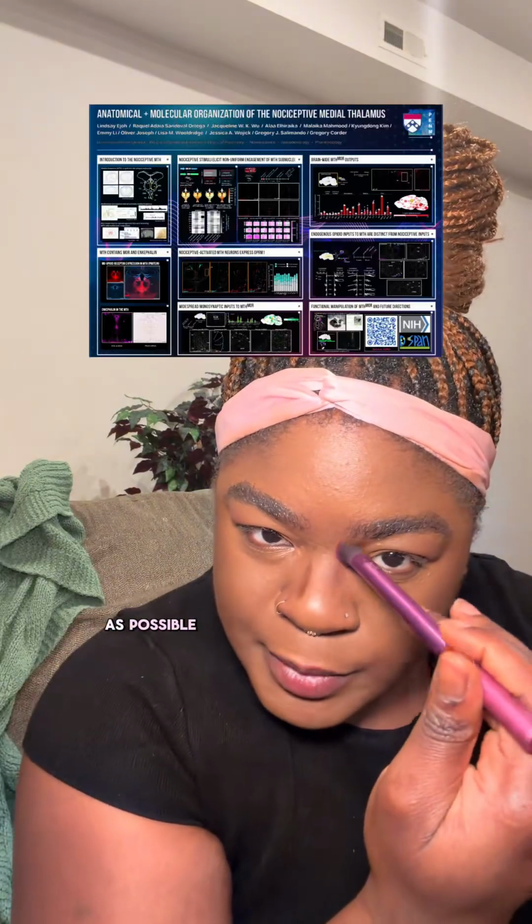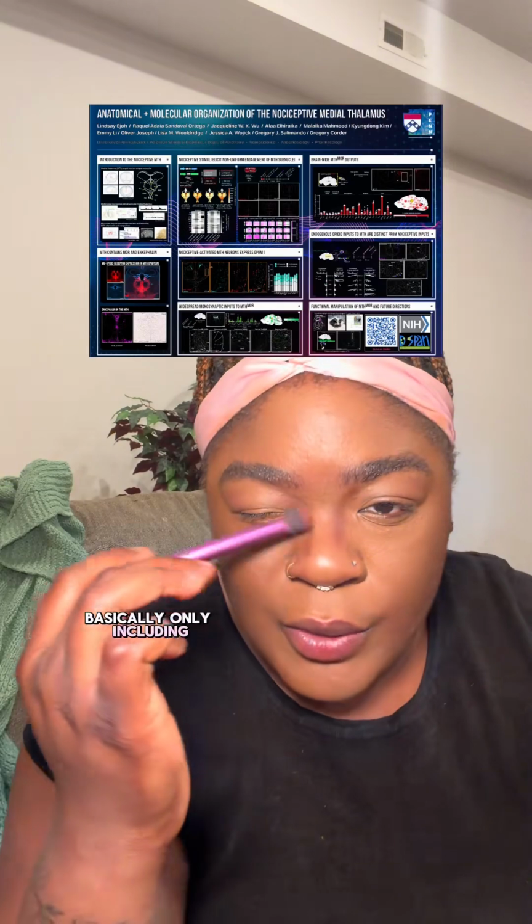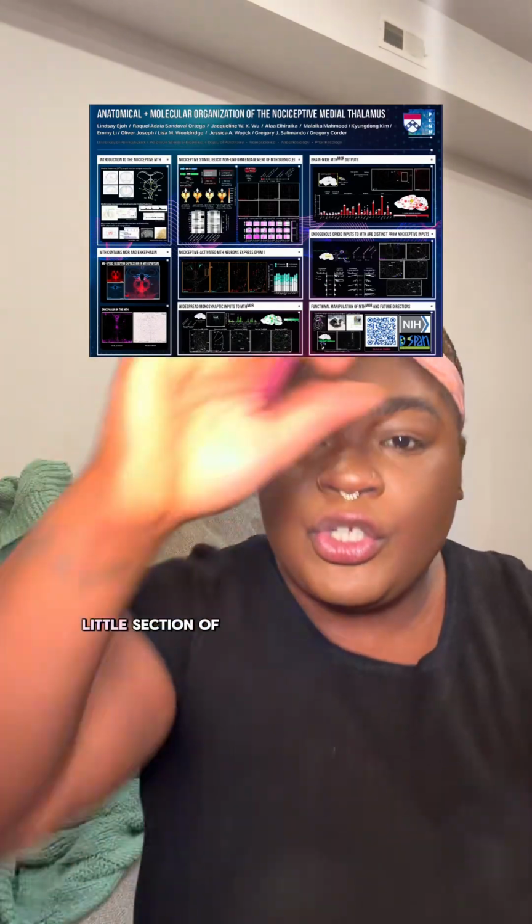Then I have a lot of figures. I definitely couldn't fit all the figures that are in my paper into that poster. I went through and said, what are the most important pieces of every figure that I really, really want people to see? I'm only gonna include that. And then again, for the results, as minimal text as possible, basically only including what is the conclusion of each little section of the poster.